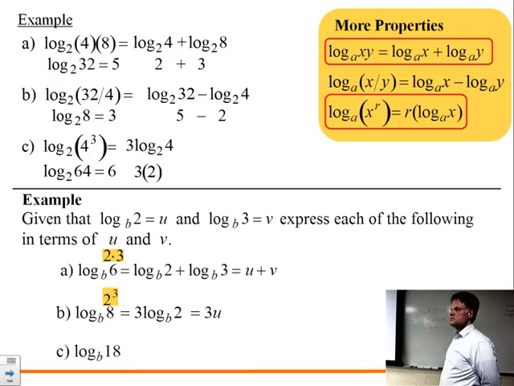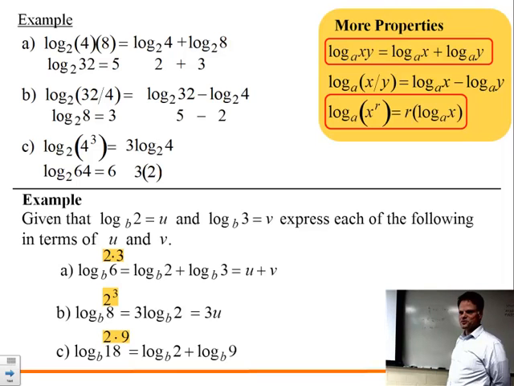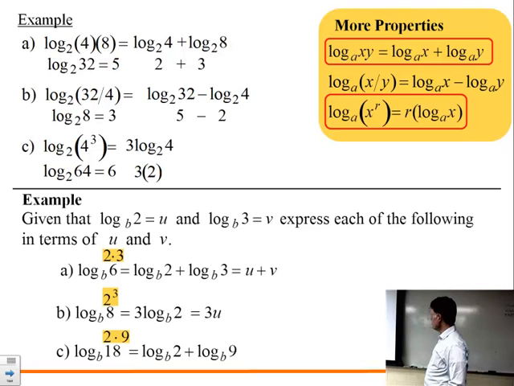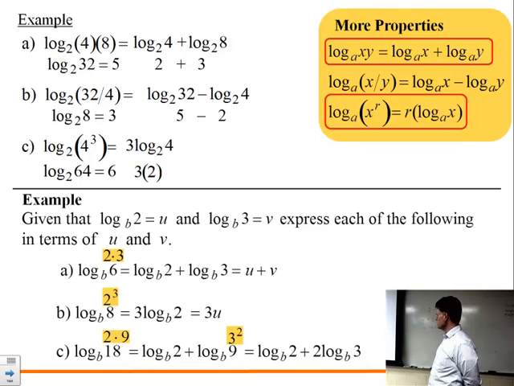Let's do one more of these. 18. So 18 is 2 times 9. That's what the slide says. So you could use the product rule to start with. And this is log 2 plus log of 9. But I only know what log 3 is. So 9 is 3 times 3. So either using the product rule or the power rule, which says it's 3 squared, you get the same answer. The 2 comes out, and you get 2 times log of 3, so that's going to be u plus 2v.